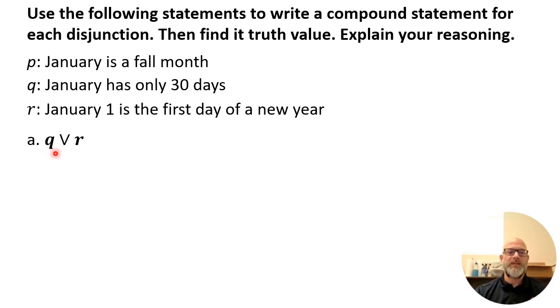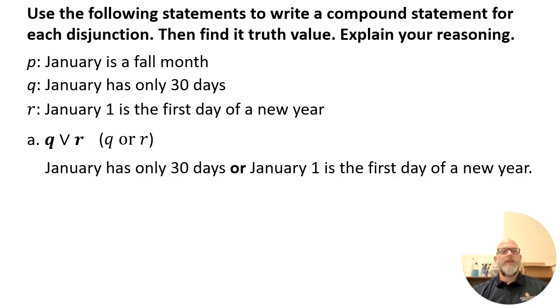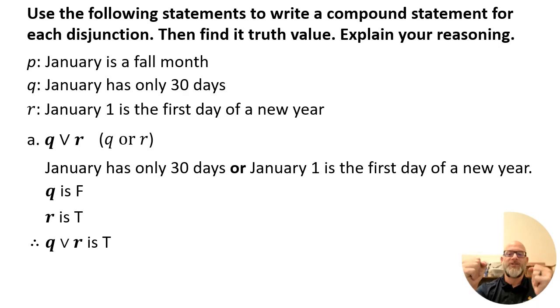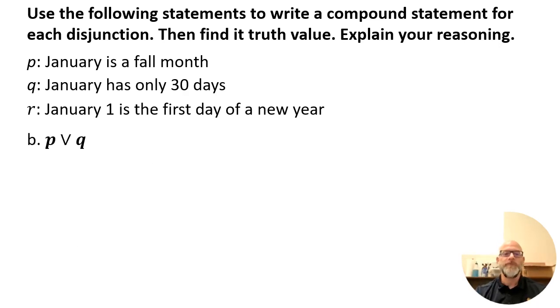All right, let's look at this. How do I read this? P or R. Remember the symbol that looks like an A is for and, so this one has to be the other one, which is or. It looks like an or. All right, how do I translate this into verbal? Plug and chug, right? January has only 30 days, or January 1st is the first day of a new year. Is Q true or false? False. Is R true or false? True. Therefore, P or R is true. False and true will get to true because you only need at least one true.